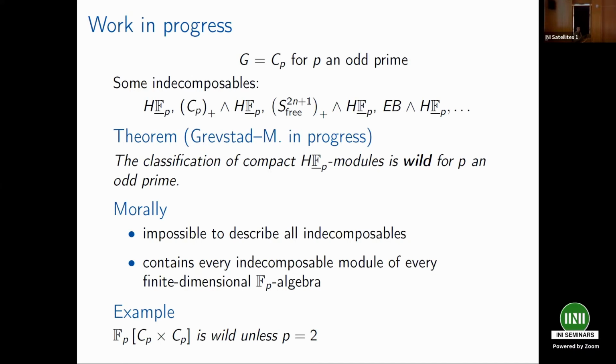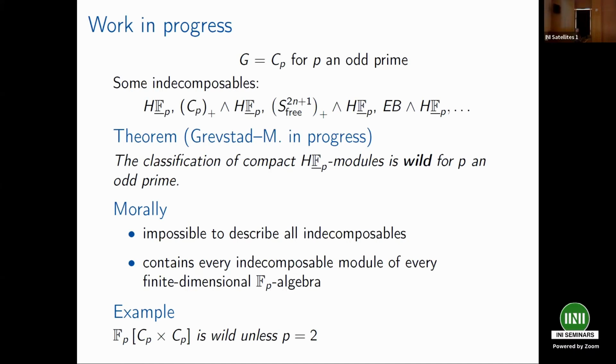I think I rambled too long at some stage, but I guess I just want to finish by saying how we approach this. And the idea is that we use a similar equivalence between HFP underline modules, or the homotopy category, and the derived category of modules over this Mackey functor, FP underline.